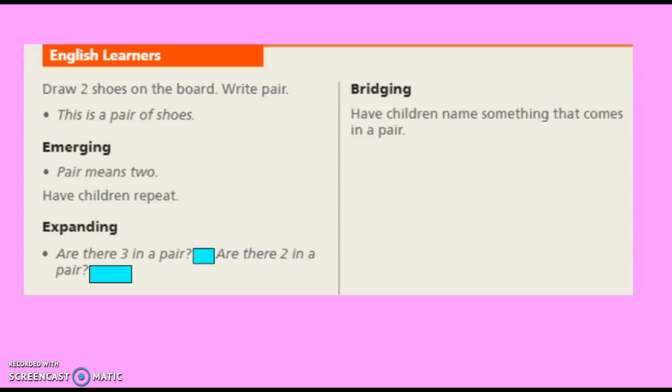So a pair means 2. What does a pair mean? That's right. So are there 3 in a pair? No. Are there 2 in a pair? Yes. Remember some things that come in a pair. Name 3 of them now.